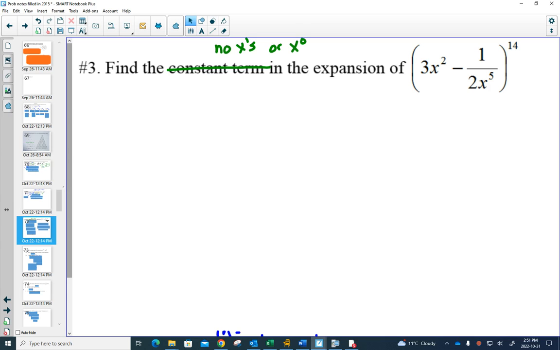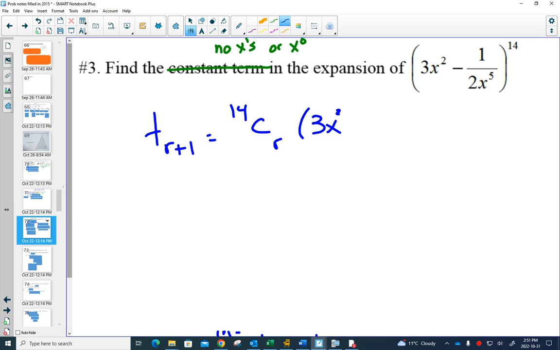Okay. So if I put this into the formula, so again, you don't have this part, but you could write this down. We would have 14 choose r. You would have 3x squared to the 14 minus r. And you would have negative 1 over 2 to the x to the 5 to the r. And now this is more complicated than the last one because we want all the x's to cancel out. But there's x's in the first term and there's x's in the second term.